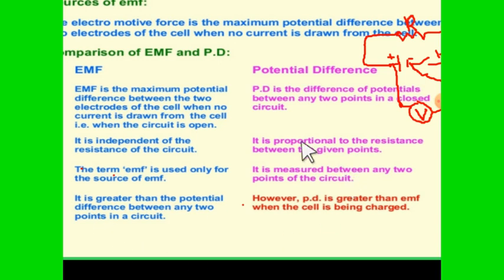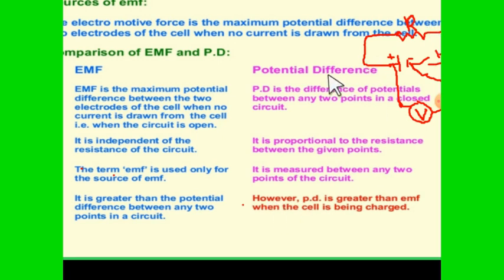Now, as I told you, EMF is the maximum potential difference. So it is greater than the potential difference between any two points in the circuit. So in this circuit, this EMF will be the maximum potential difference, and no other two points in this circuit will have the same potential difference as the EMF. So EMF is the maximum potential difference, got it, between any two points in the circuit.